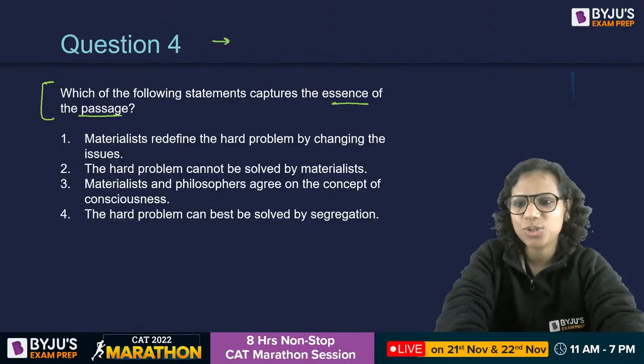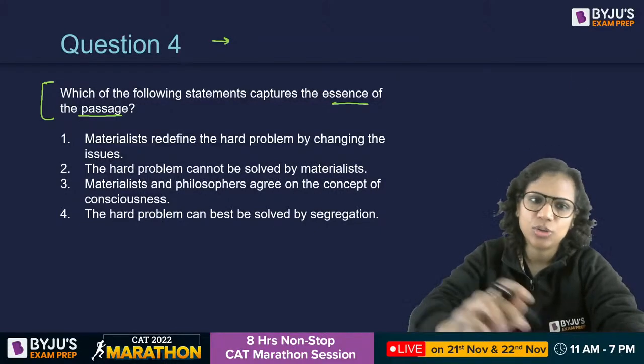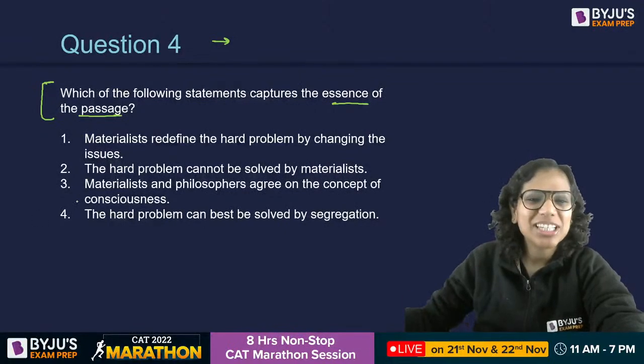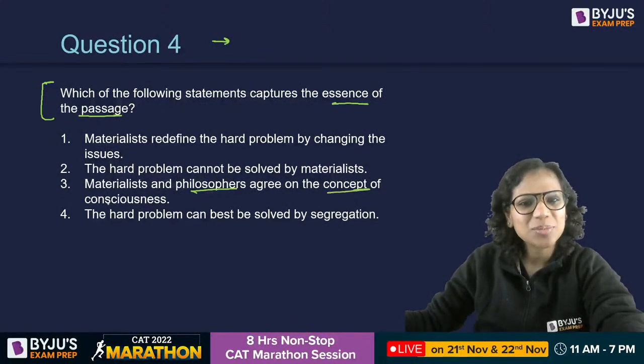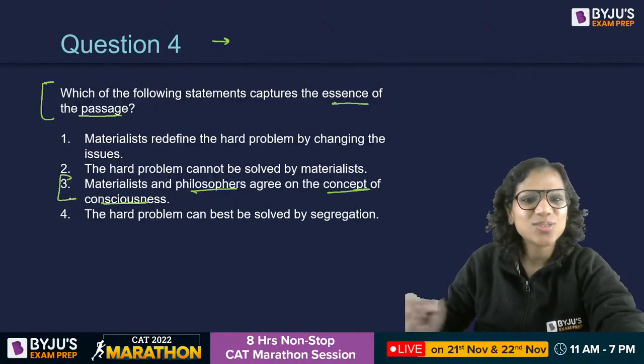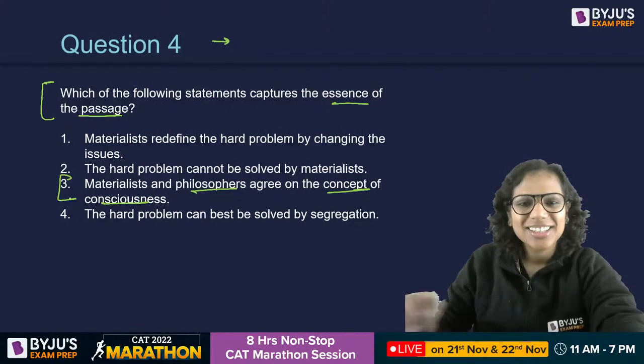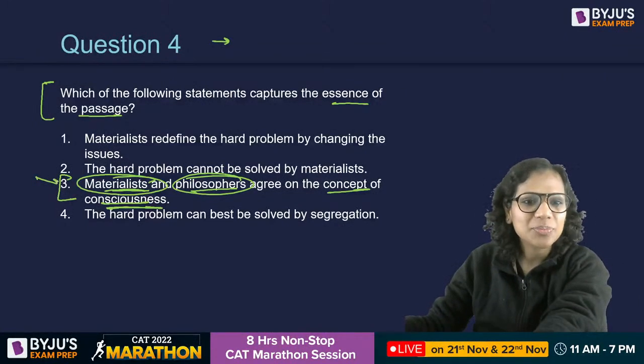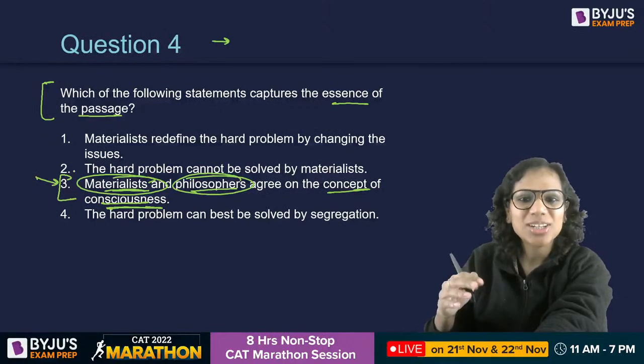Okay, let's see what you say. 3, mostly I've got threes. I've got one also. 3? How come have you marked 3? Materialists and philosophers agree on the concept of consciousness. This is the essence of this passage. Where have they agreed on the concept of consciousness? Also, is this what the passage is trying to capture?